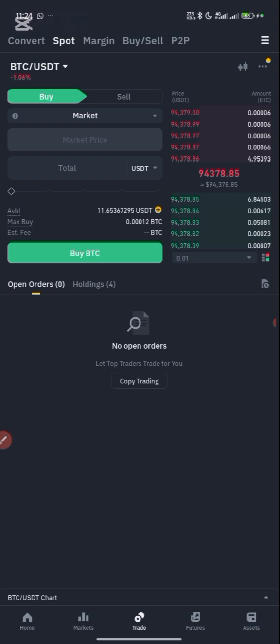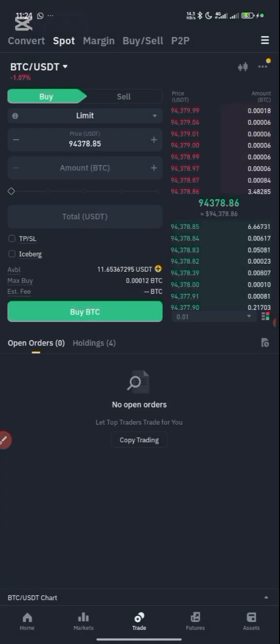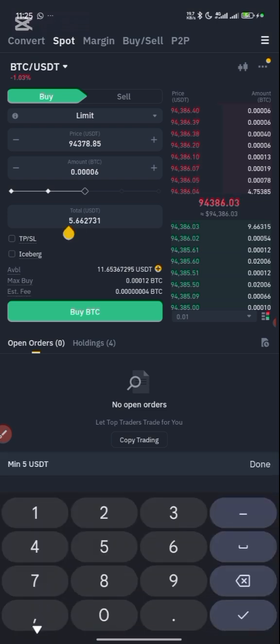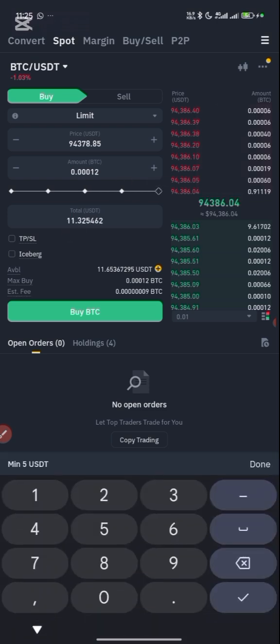But if you are given a certain entry point, like BTC is trading at, let's say, 95,000 now, and he said you should buy BTC when it reaches 92,000, that means you have to use limit. This is the limit. If you want to use 50% of your account balance, that's 5.66 USDT, as you can see here. If you are using 75%, or 100%, like if you are buying with all your account balance, that's it.